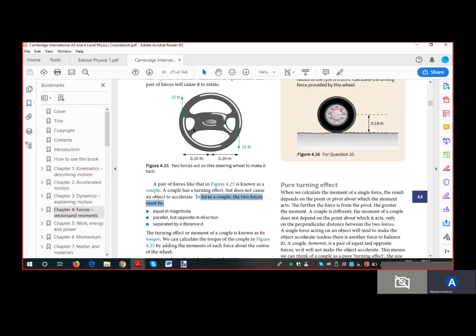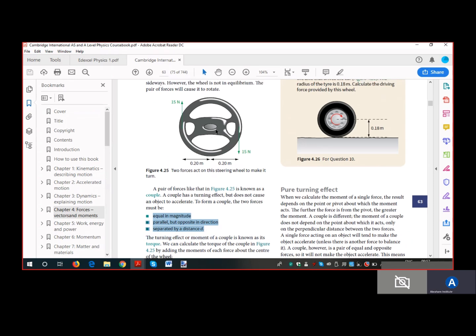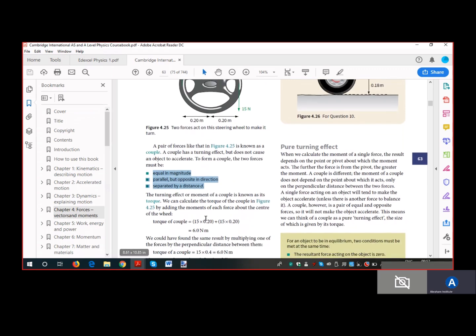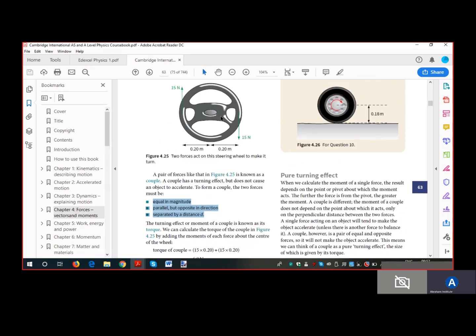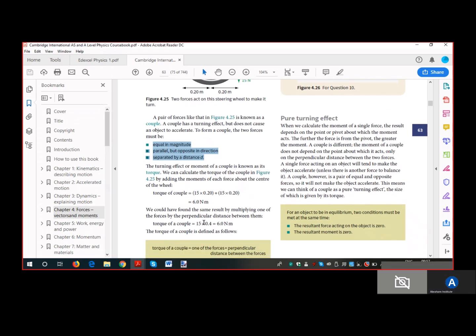Now, these forces have to be equal. To form a couple, the two forces must be equal in magnitude, opposite in direction, but parallel and separated by a distance d. So to get the couple, we can take the total moment about this point, which is 15 into 0.2 plus 15 into 0.2, which is 6, or else the easier way is 15 into 0.4. Can you see that? Both will give the same answer.